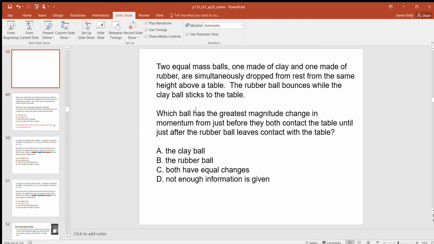Two equal mass balls, one made of clay and one made of rubber, are simultaneously dropped from rest from the same height above a table. So they both move right next to each other the whole time, except the rubber ball bounces really high upward afterwards while the clay ball sticks to the table. Which ball has the greatest magnitude change in momentum from just before they both contact the table until just after the rubber ball leaves contact with the table? The answers are either one of those two, or they're both equal, or there's not enough information given.